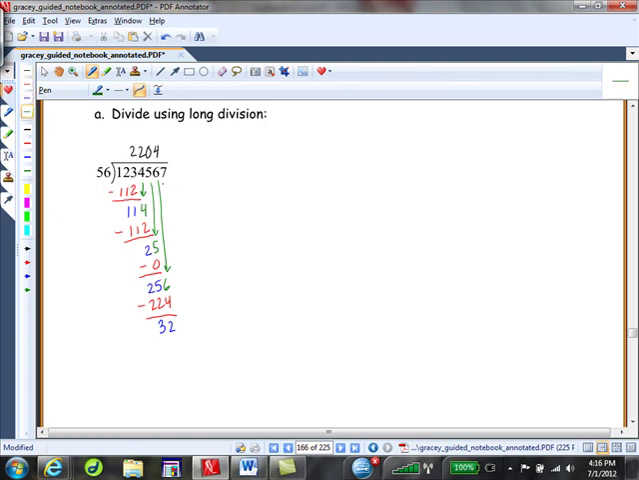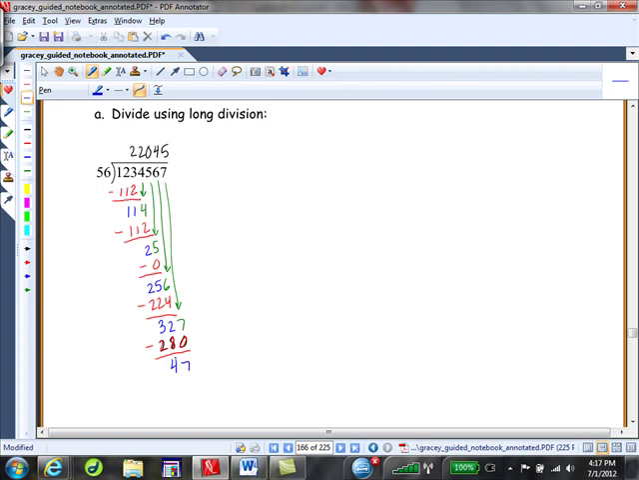And finally, we'll bring down this last bit to divide. And we're seeing how many 56s are in 327. It turns out there are 5. 5 times 6 is 30. We get 28. Again, that should be in red, sorry. To be consistent, 280. And then when we subtract that, we get a remainder of 47.